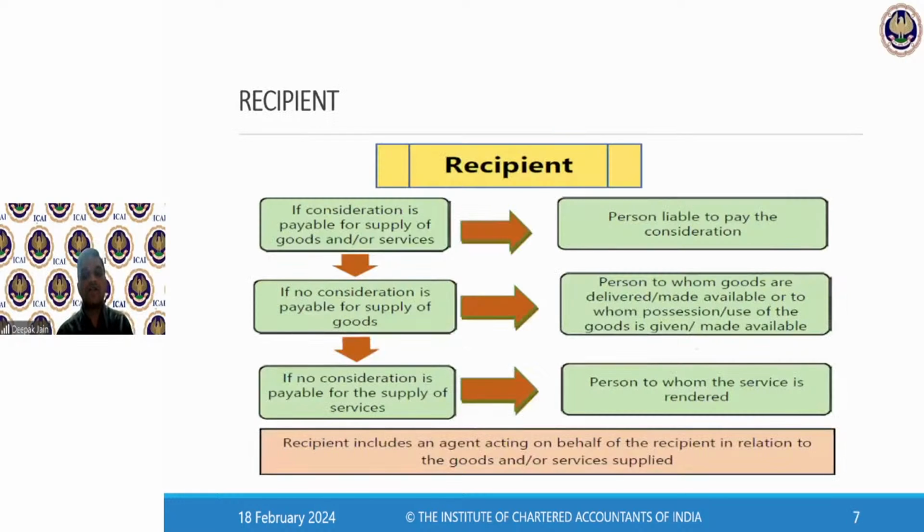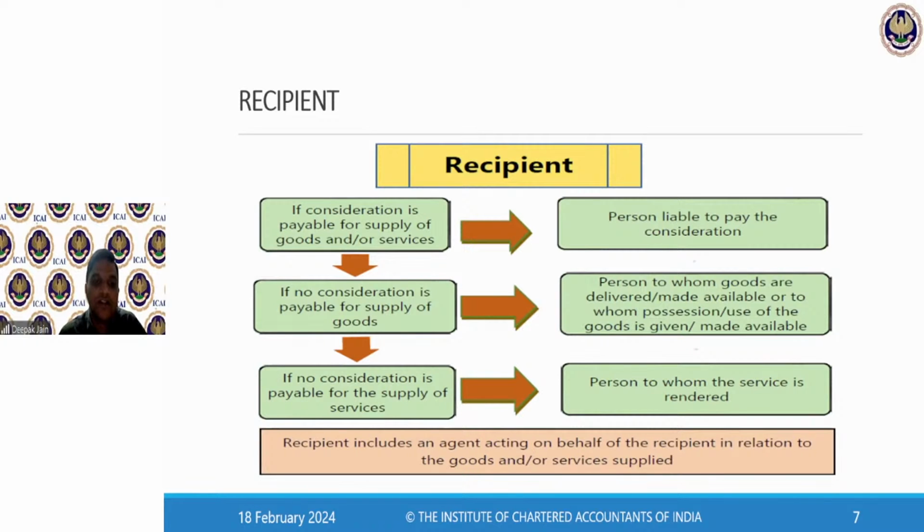Next is the definition of recipient. Who is the recipient? If the consideration is payable for supply of goods or services, then the person who is liable to pay the consideration is the recipient. So for any transaction, if the consideration is payable, then the person who pays the consideration is the recipient.